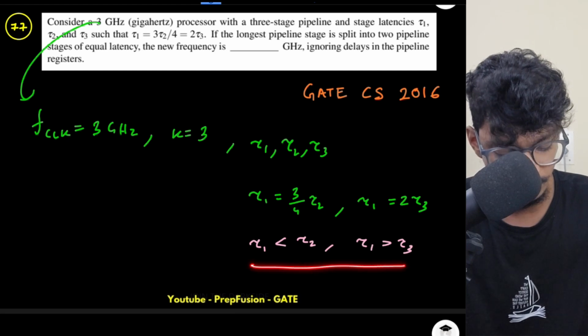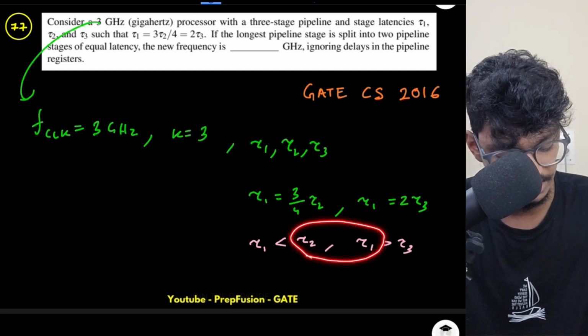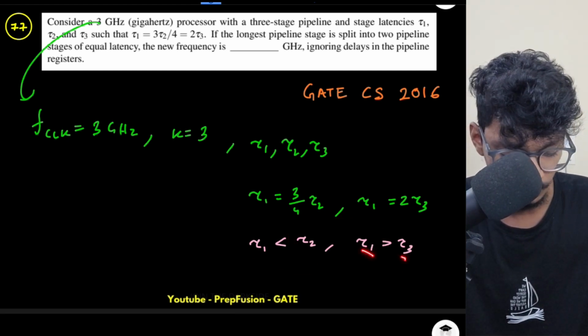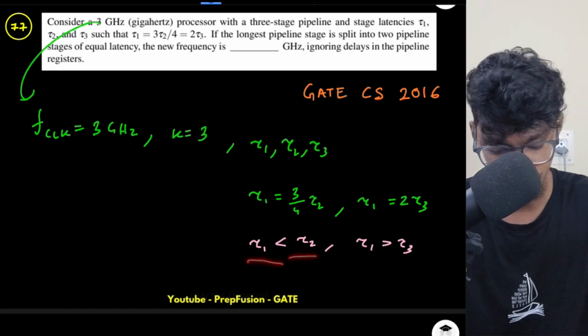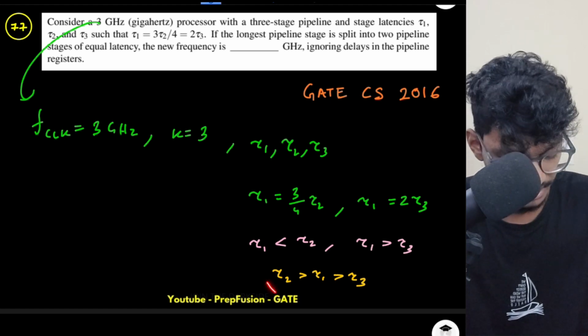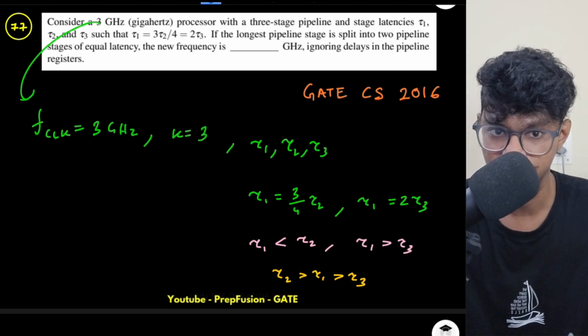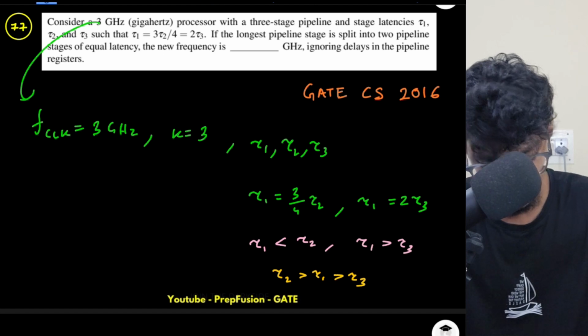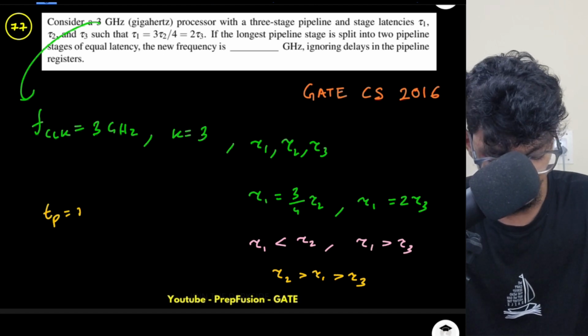So out of these two inequalities, I can completely see that tau 1 is greater than tau 3 and tau 2 is greater than tau 1. So I can arrange this like this: tau 2 is greater than tau 1 is greater than tau 3. So my largest stage delay will be tau 2. So that is what my TP will be, right? TP will be what? They have not provided any register delay.